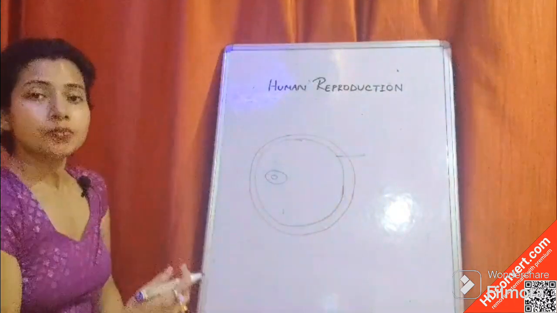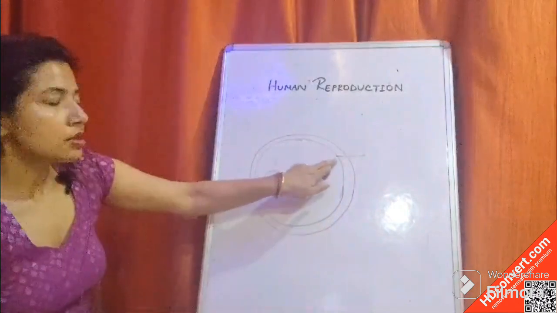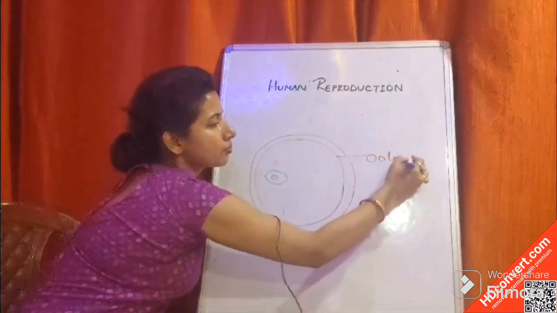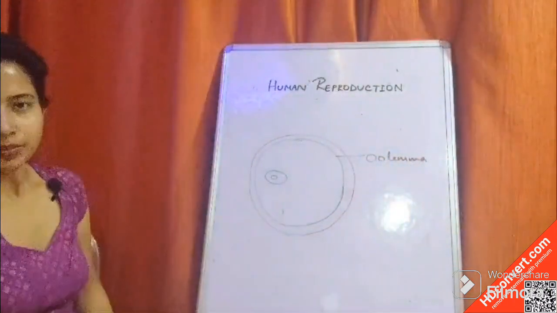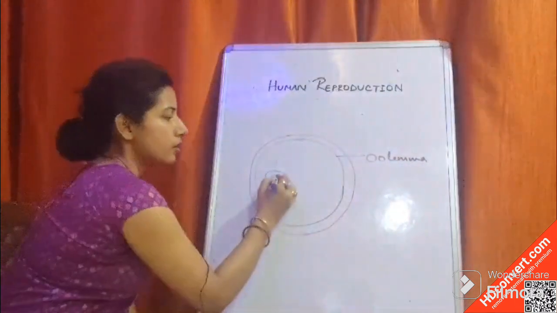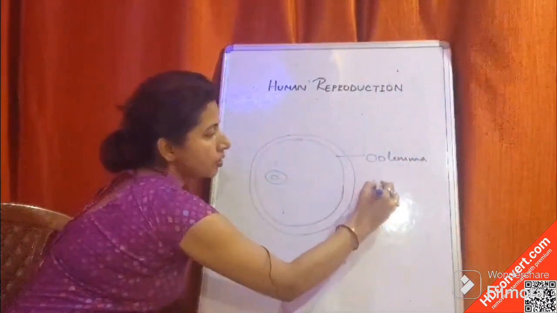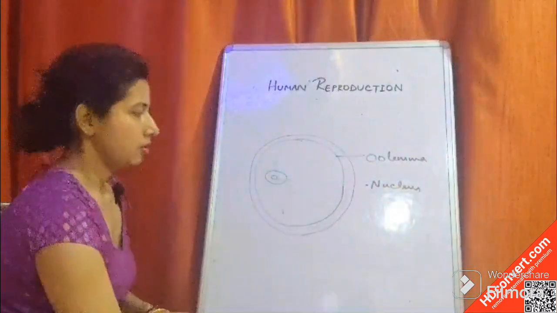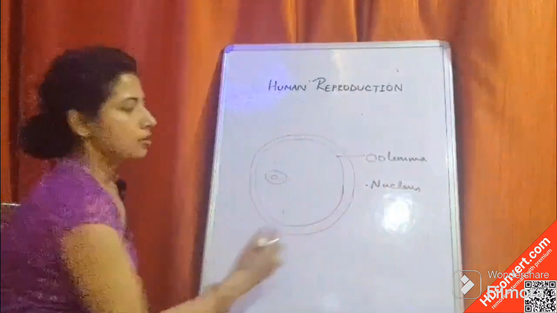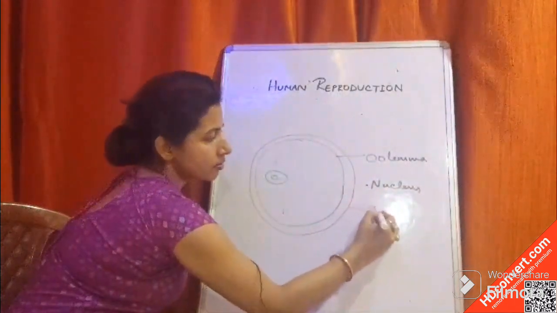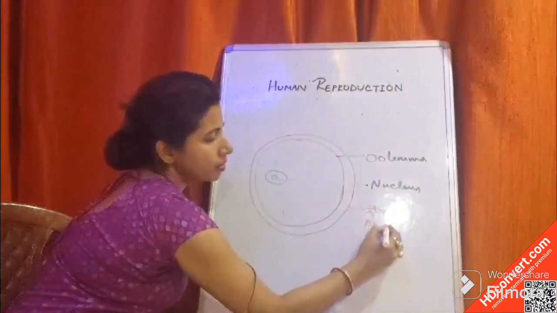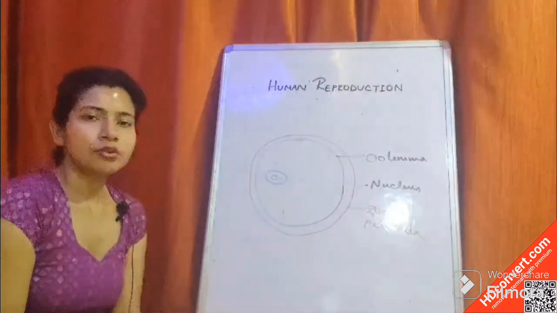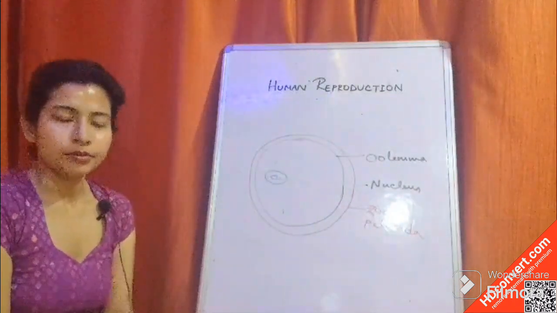As the egg is better known as ovum, this cell membrane is known as oolemma. Like plasmalemma, it is oolemma. It is the egg nucleus, and this red color line is a covering membrane. It is known as zona pellucida. So it is the entire structure of the human egg cell.